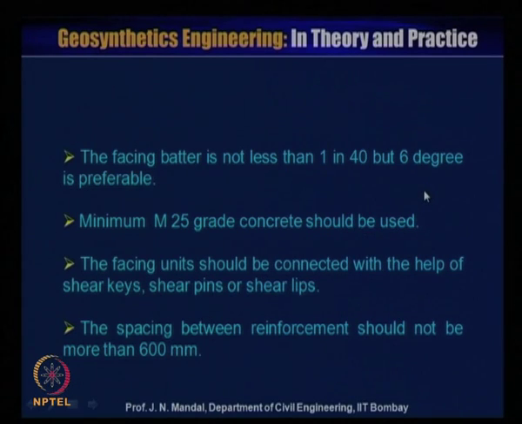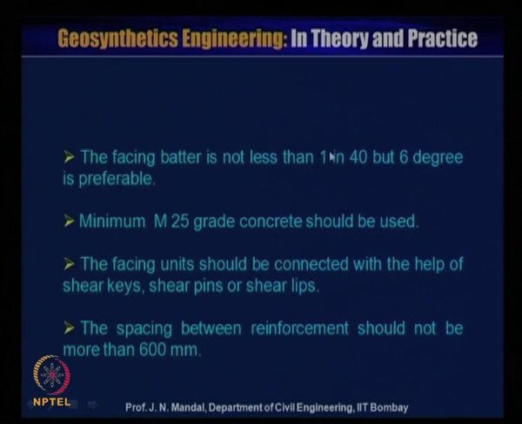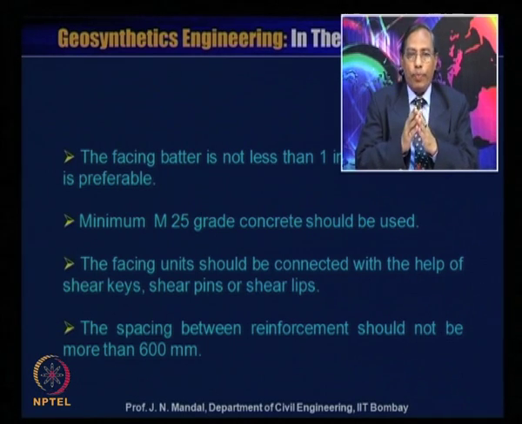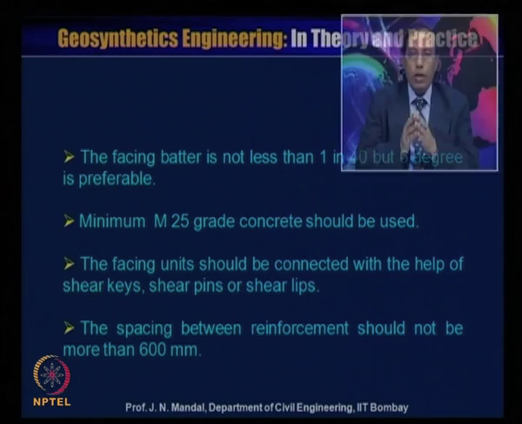So, the facing batter is not less than 1 in 40, but 6 degrees is preferable. When you construct this wall, you require some batter here, some angle. That is generally 1 in 40, but 6 degrees is preferable, and most Indian projects use 6 degrees as a facing batter. So, minimum M25 grade concrete should be used.